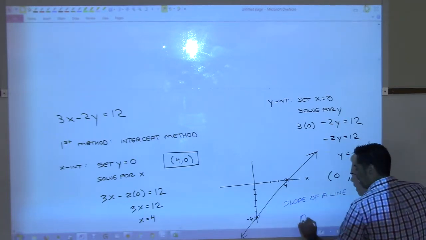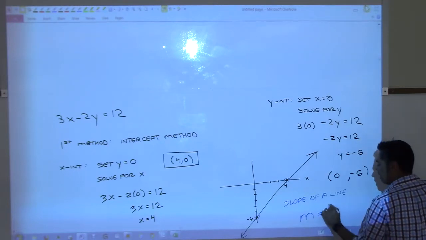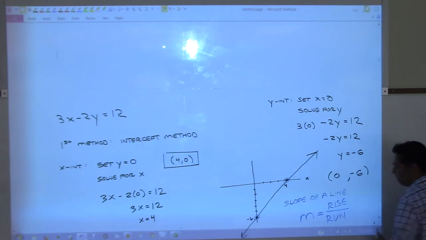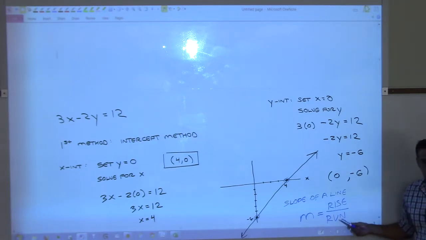So when it comes to lines, we say the slope of a line, which we use the letter m for, is always equal to your rise divided by your run. And again, I know that a lot of you have seen this. So your rise over your run. Y'all seen that before?